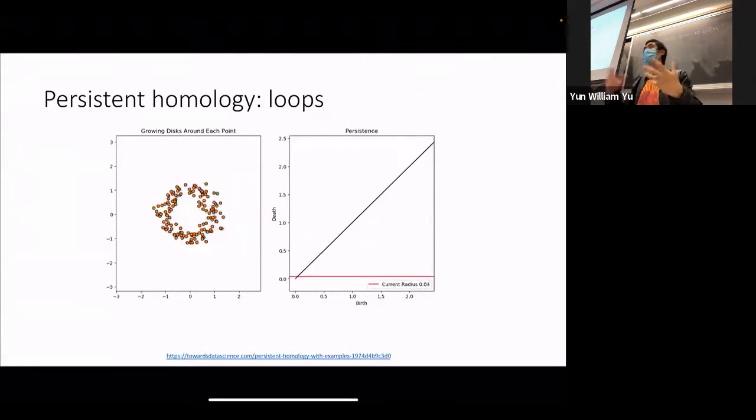And of course, you can have higher dimensional analogs of this, though in practice, they're hard to compute. And so often you only work with the first couple Betti numbers and not any of the higher ones.